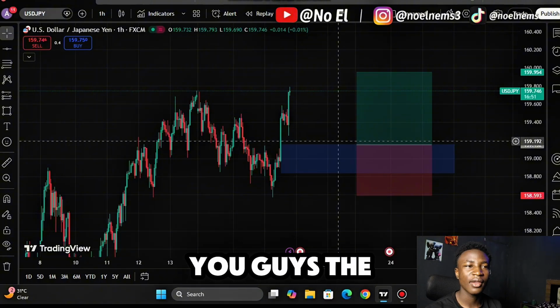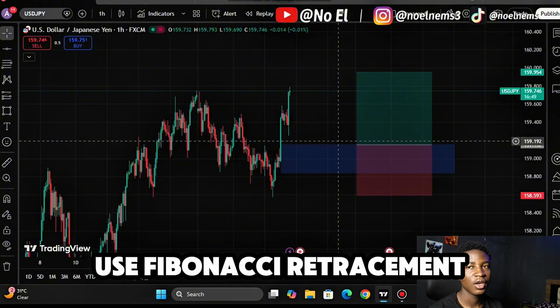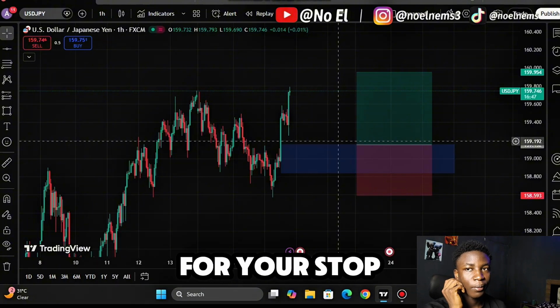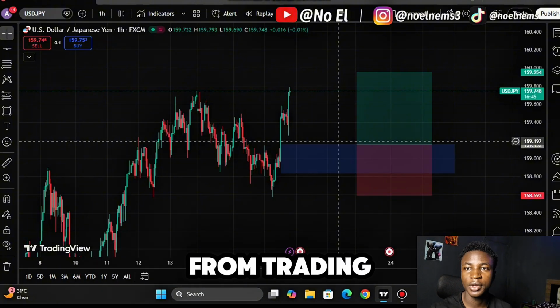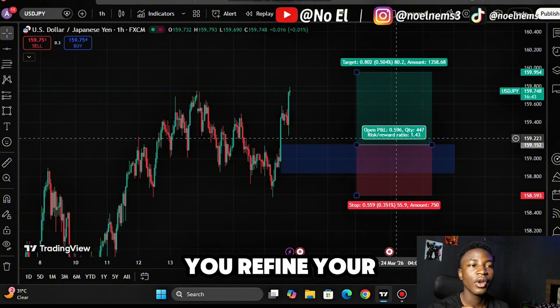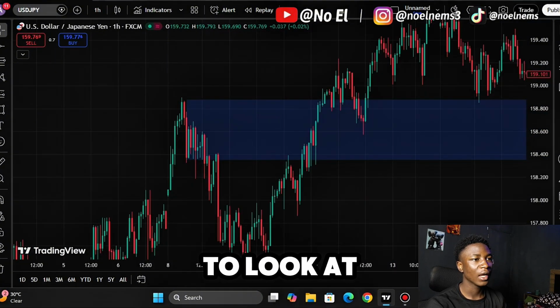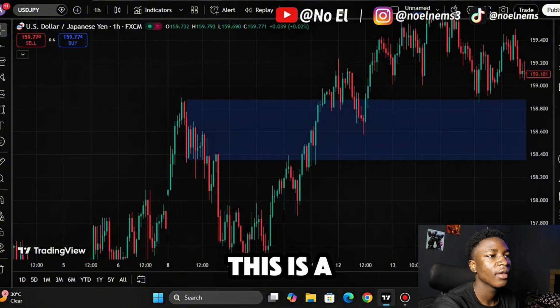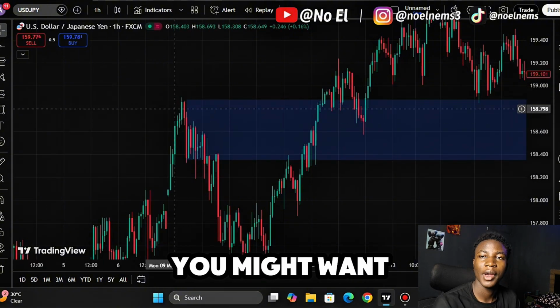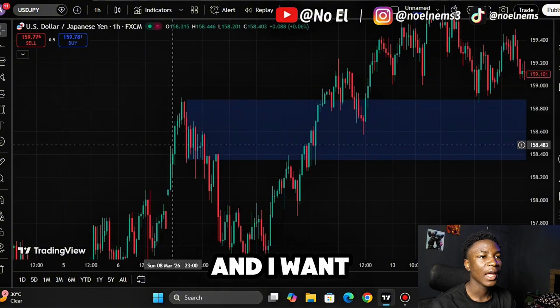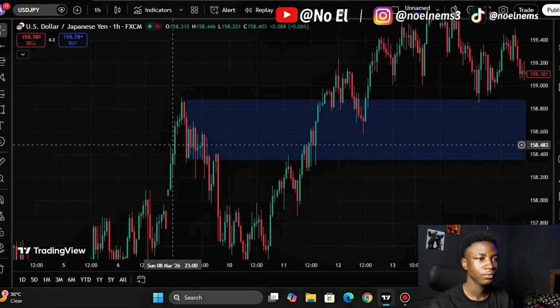So now let me show you guys the second way to use Fibonacci retracement. And this is for your stop loss, so that you don't have to lose much money from trading. And this is going to help you refine your stop loss. Now I want you to look at this very well. This is a key zone that you might want to take in trades from. And I want you to observe something now.